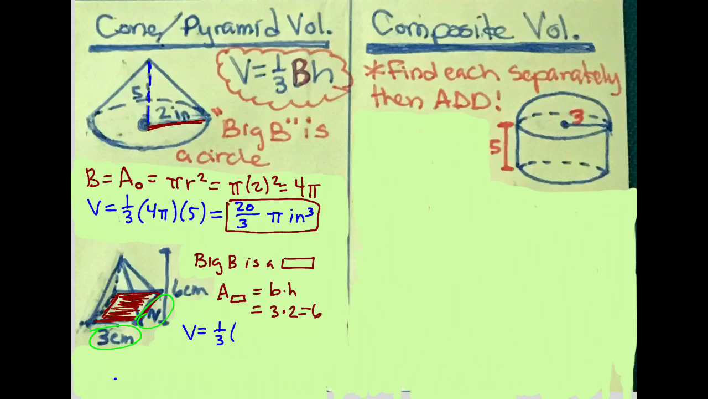So the volume equals 1/3 our big B, which we just found to be 6, times the height of the actual pyramid, which on the side here they have the entire height of the pyramid equal to 6 centimeters. And that is going to equal 12. Since we're doing volume, it's going to be centimeters cubed. So that is our final volume for our pyramid.